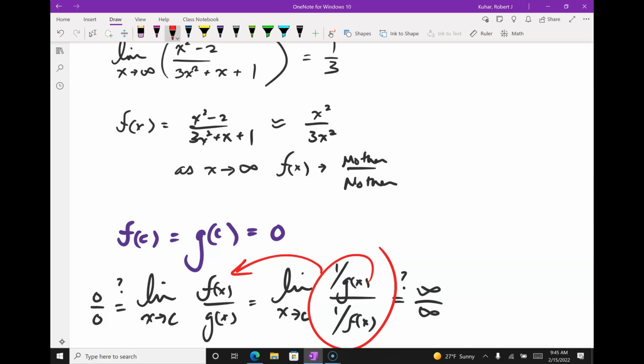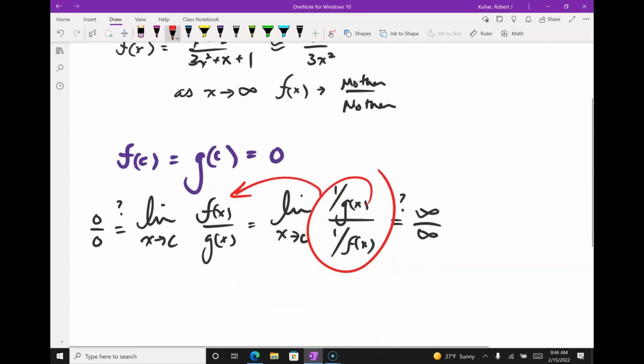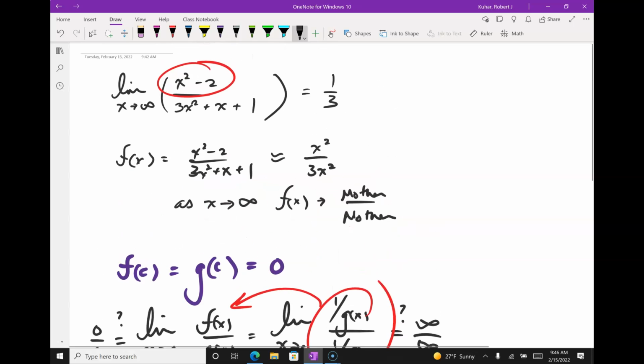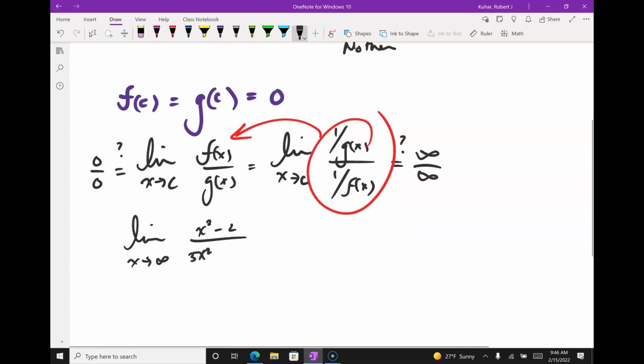So that means I can use L'Hopital's rule here, because look at what's happening to my numerator. Where is that going to as x goes to infinity? It's going to infinity. What about downstairs? Going to infinity. I have infinity over infinity here. So I can do this problem with L'Hopital's rule. So the limit as x goes to infinity of x squared minus 2 over 3x squared plus x plus 1 is a little hop. I can use L'Hopital's. So I'm doing the limit as x goes to infinity.